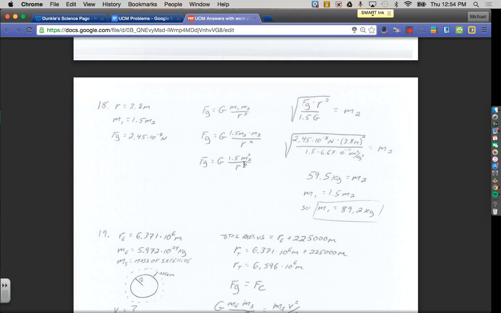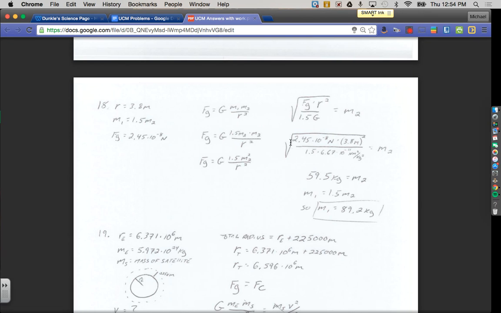I just need to do a little algebra here in order to finish solving. I'm going to solve for M2, so I'm going to get this R squared out of the denominator and multiply it over, which is why I have force of gravity times R squared. And then this G and 1.5, I've got to divide out, so that's why they're in the denominator now. And then I have to get rid of the squared on the M2, so I take the square root.